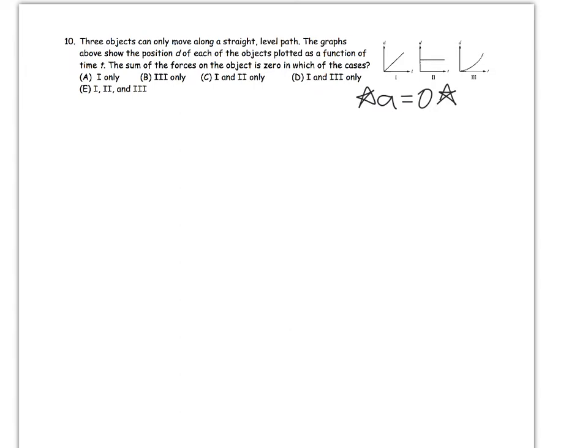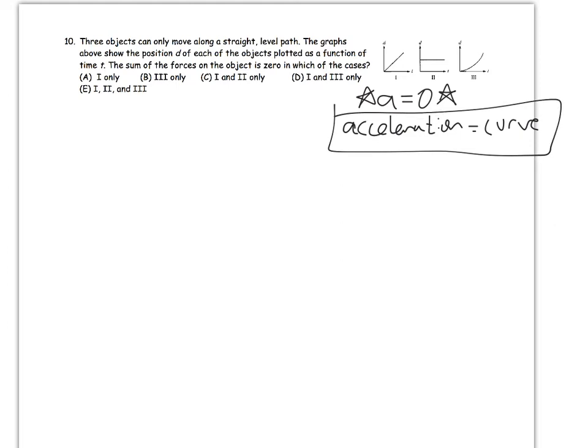Going back to position graphs, we know that on a position graph, acceleration is represented by a curve. So I want to look for graphs where I have a curve. For the first graph, no curve, no acceleration. For the second graph, no curve, no acceleration. For the third graph, it's concave up, so that's a positive acceleration.